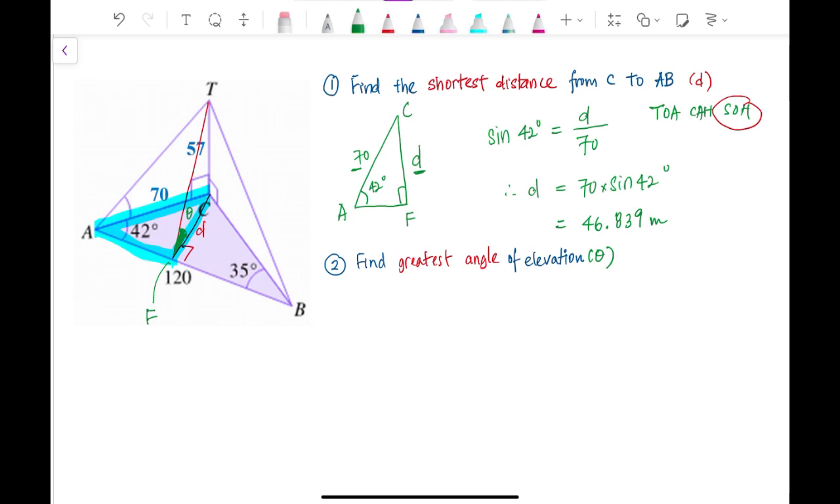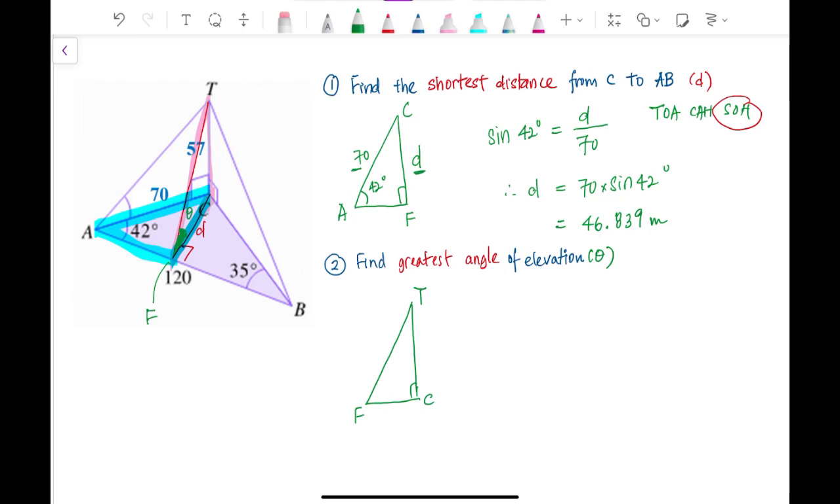Now that the shortest distance is found, I am ready to find the greatest angle of elevation. To find the greatest angle of elevation, I'm going to look at the other triangle, which is this triangle here. I am going to draw it out. This gives us another right angle triangle. This right angle triangle gives me the tower, which is T, and then the base, which is C, and then this foot here, which is F.